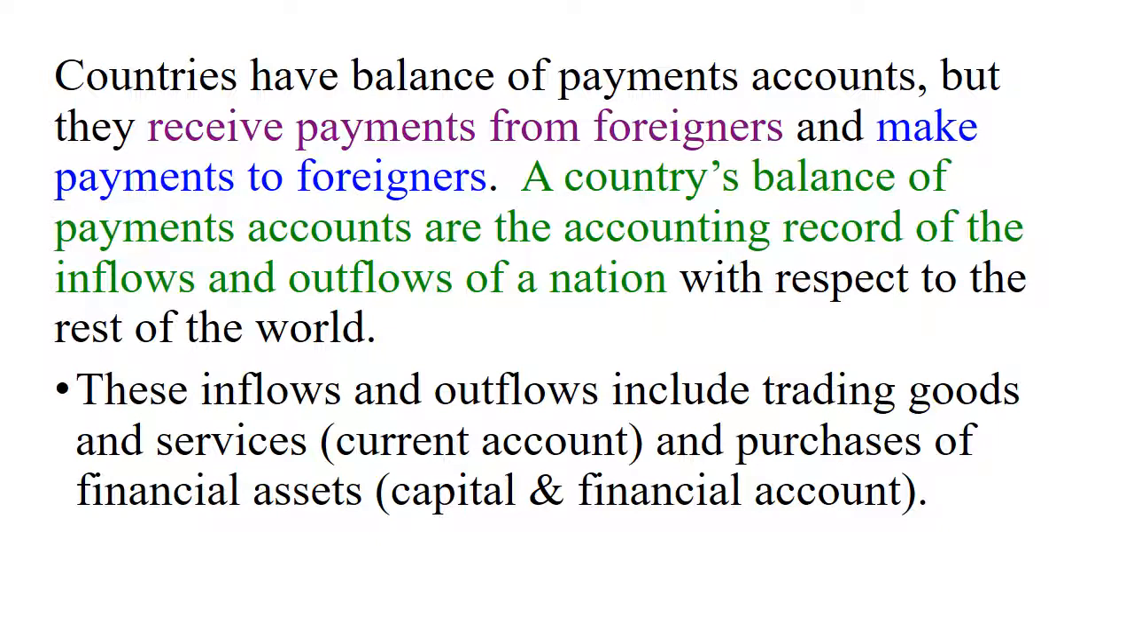Now, this money could come in for all kinds of different uses. So if we're talking about goods and services, that's going to be within the current account. And within the current account, there'll be money coming in and going out. There's also another category called the capital and financial account, and that's primarily transfers of assets. So Americans can buy assets from other countries, and people in other countries can buy assets from us as well.